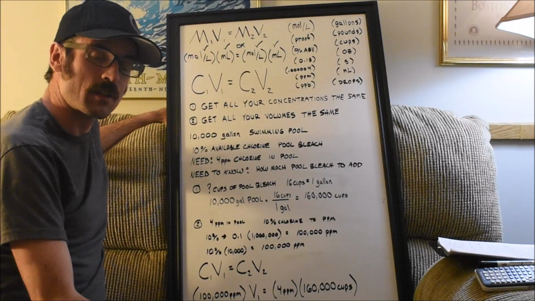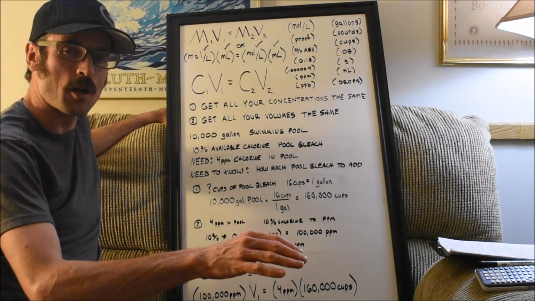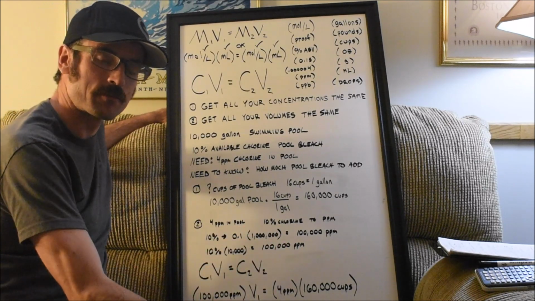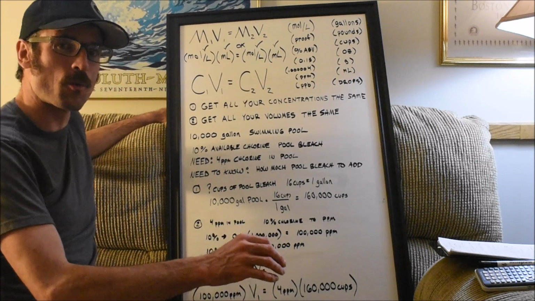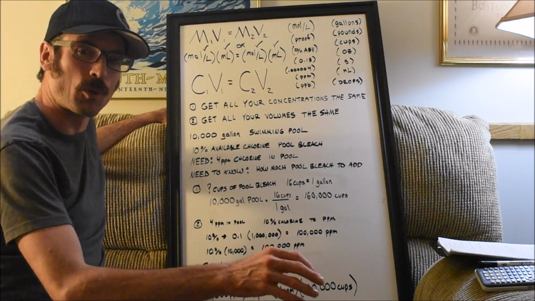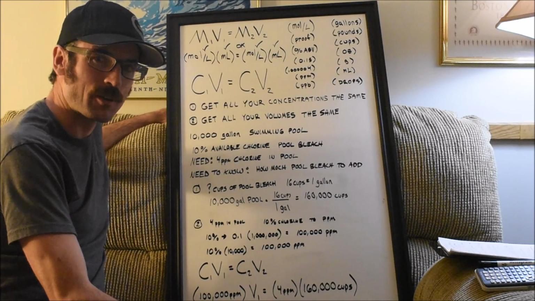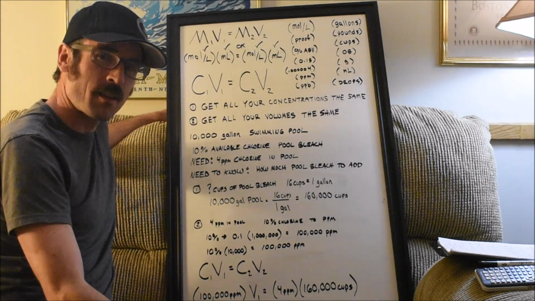Now, in a pool, you need anywhere from 1 to 4 parts per million of chlorine. And in drinking water, you need anywhere from 1 to 4 parts per million chlorine. Who knew? We're all drinking pool water.